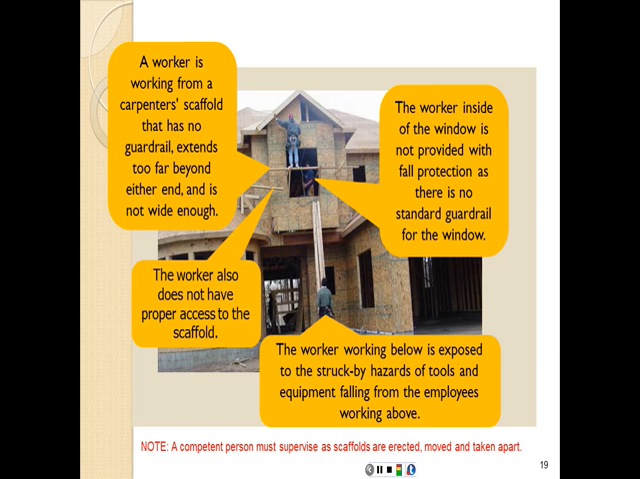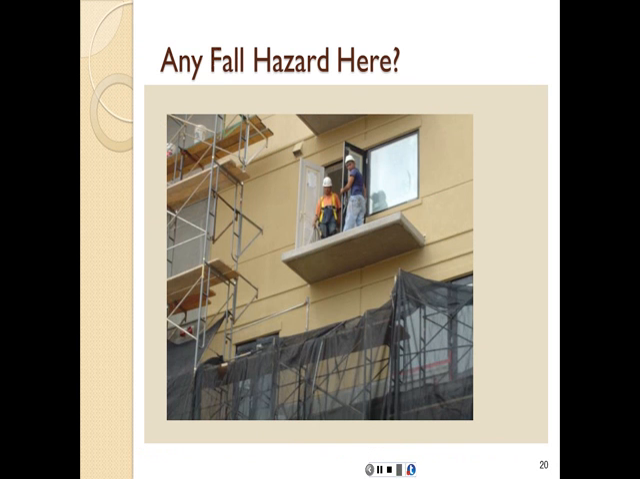Just by jumping or climbing from the window. The worker inside of the window is not provided with fall protection. There's no standard guardrail, and the worker working below is exposed to the struck-by hazards of tools and equipment falling from the employees working above. He is not wearing a hard hat. Another example here. Although this one seems to be wearing some sort of fall protection device, maybe that's a harness, but this one is not. Open edge above 6 feet, no guardrails.